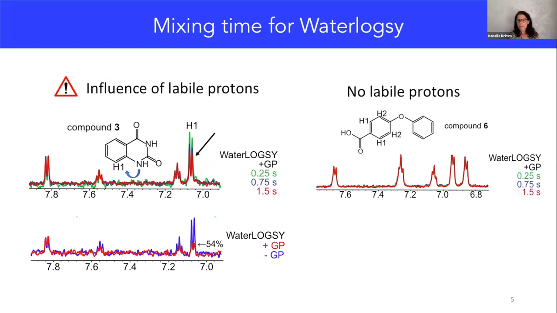will depend on the mixing time you use. And why is that? It is because the H1 you can see on this compound 3 is close to a labile proton, and this phenomenon is also reflected in the WaterLOGSY intensity. So you have to be careful with that, because if you compare the WaterLOGSY at low mixing time, such as 0.25 seconds, the WaterLOGSY will look like the one you have in the absence of the protein. So you lose the structural information.